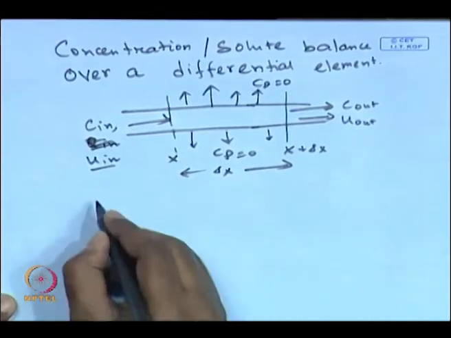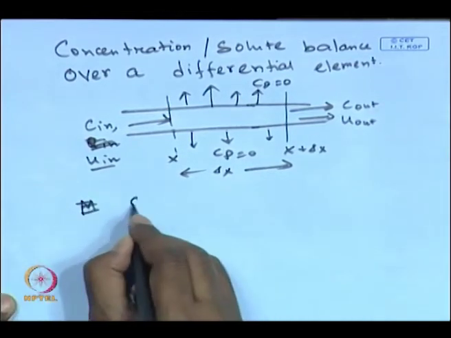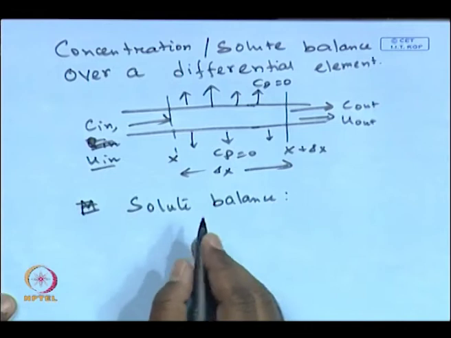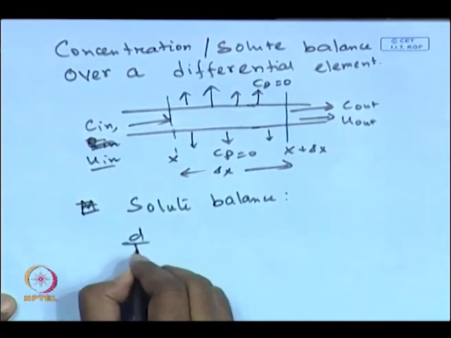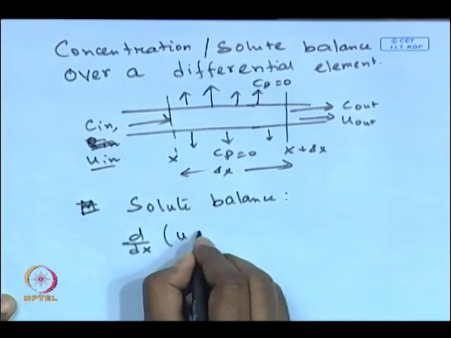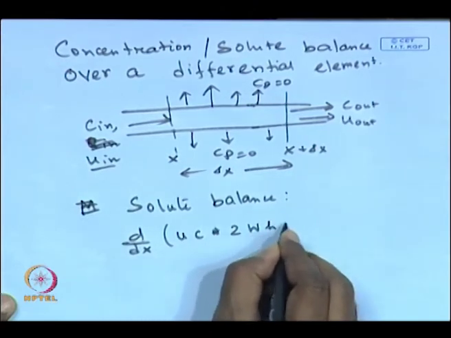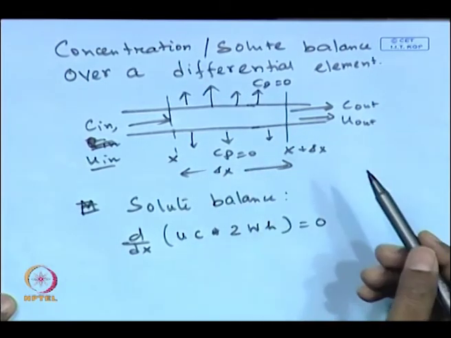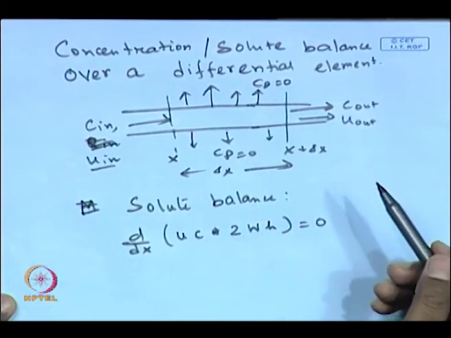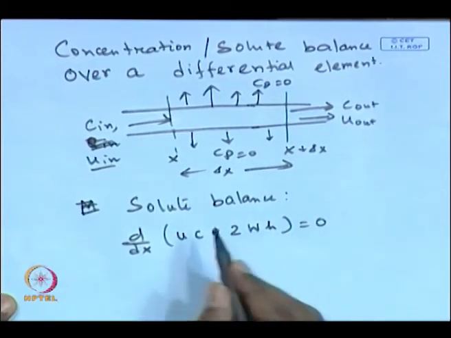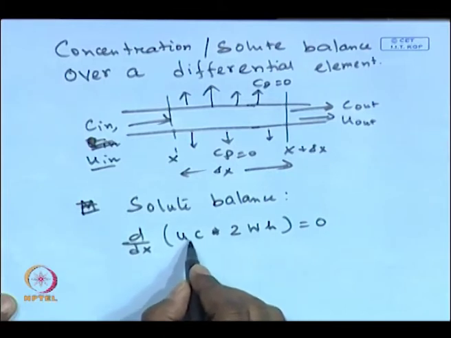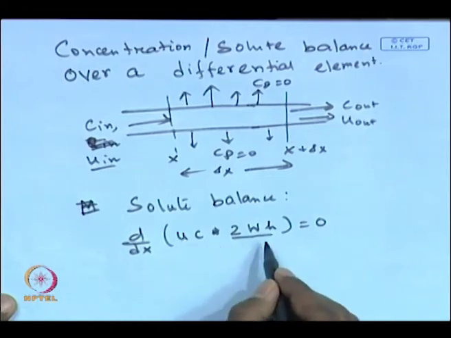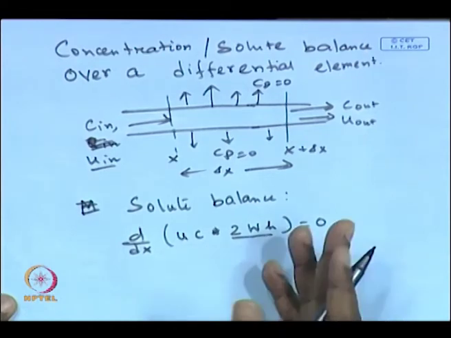So, if you really do a material balance or solute balance, what you are going to get is d/dx of u times C times 2 times W times H becomes equal to 0, because nothing is coming from the permeate side, nothing is going out, because no solute is going out. So, therefore, u times 2WH, 2W is the surface area. Okay, so u times 2WH is basically the cross sectional area.